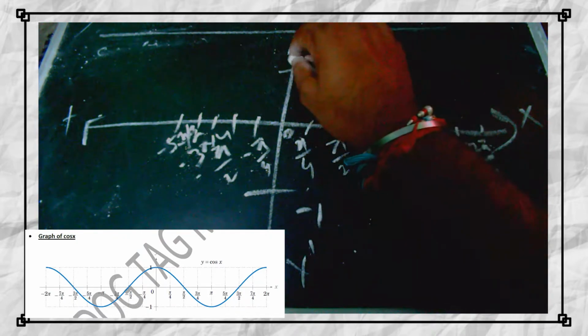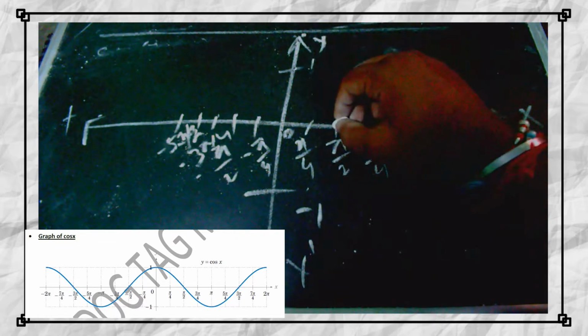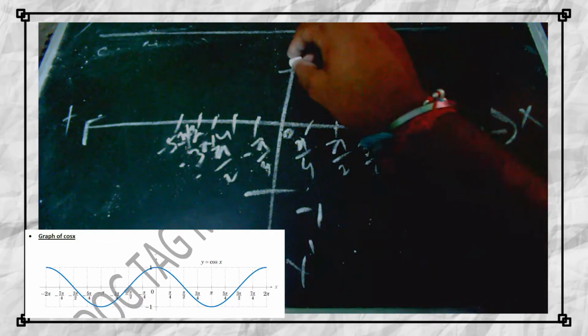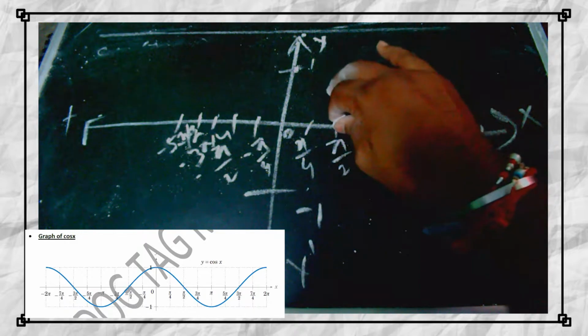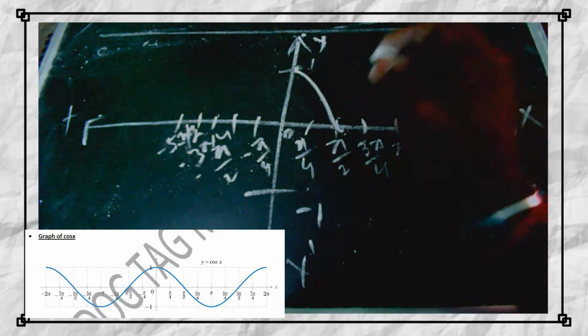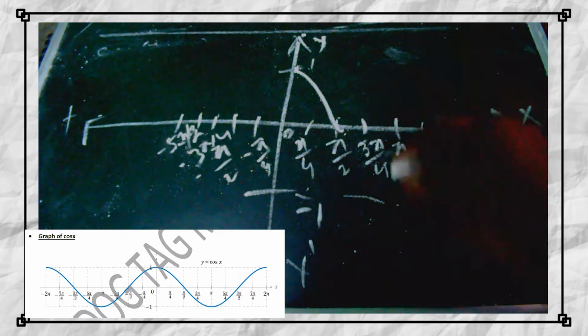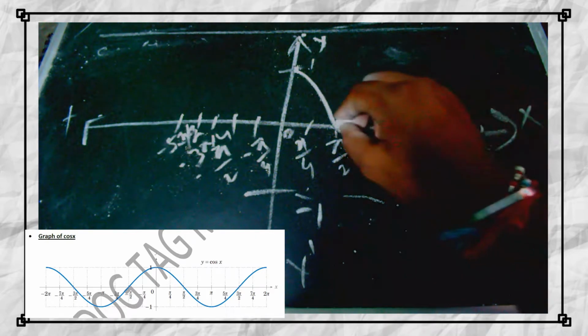The value of cos 0 is 1 and the value of cos pi by 2 is 0. So we'll plot the point here for the value of cos 0 which is 1, and the value of cos pi by 2 will be here. So our points will be joined here. Next, the value of cos pi is minus 1.